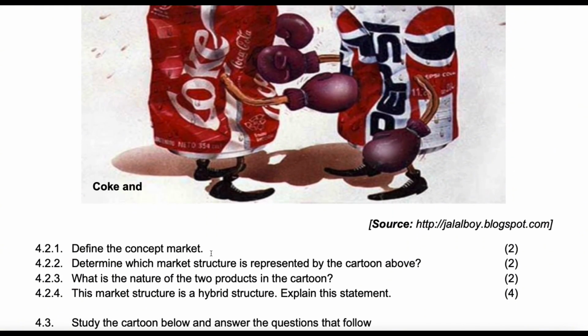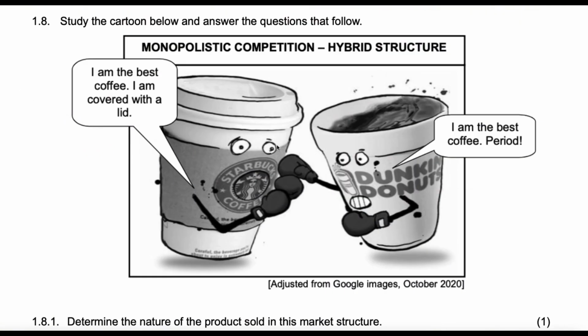To find the concept market, determine which market structure is this, what is the nature of the two products in the cartoon, and then this market structure is hybrid, explain this statement. Well, you'll see it's more or less the same questions as the ones we are going to see here. But let's do some studying. Monopolistic competition. So don't expect which market structure, I guess, because it's given there. Hybrid structure. Well, expect something around this hybrid structure.